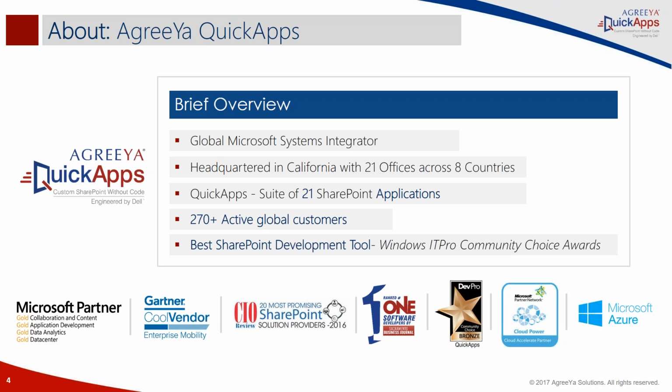Agrea is a Microsoft Gold partner in collaboration and content, application development, data analytics, and much, much more. We were recognized by CIO Review as one of the top 20 most promising SharePoint solution providers, and our services and solutions continue to earn recognition such as the #1 IT technology company, and Agrea also received the #1 top software developer distinction by Sacramento Business Journal. QuickApps was recognized by DevPro Community Choice Awards as a top solution for SharePoint, and Gartner recognized us as a cool vendor in mobility. Let's jump in and get started with reviewing some of the challenges with SharePoint customizations.